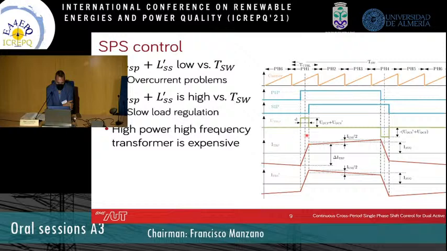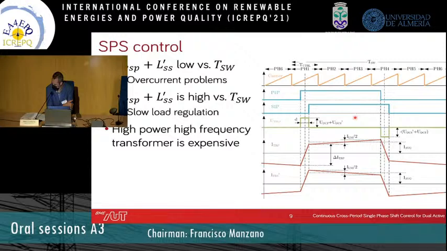And of course, if the voltages on the primary and secondary side are very similar or nearly equal, then the current won't change too much when no phase shift happens. So this is the basic idea of the single phase shift control, which is the most commonly used. What is the problem with this?